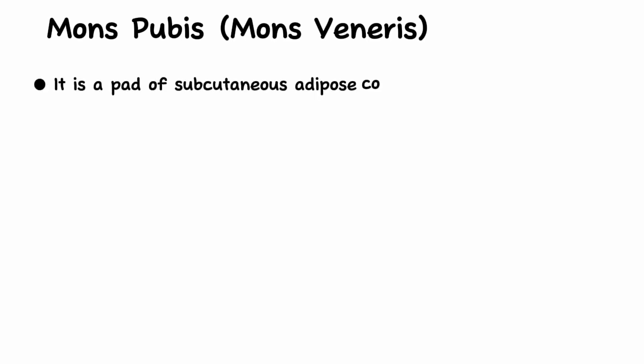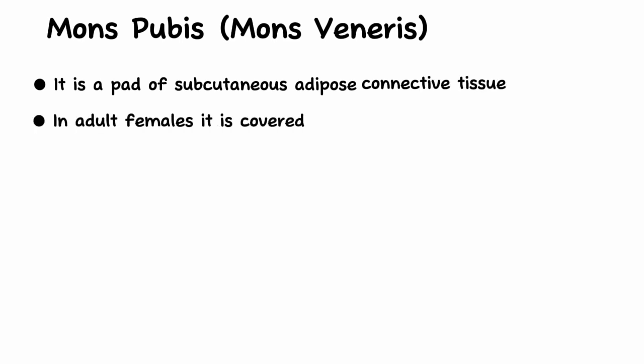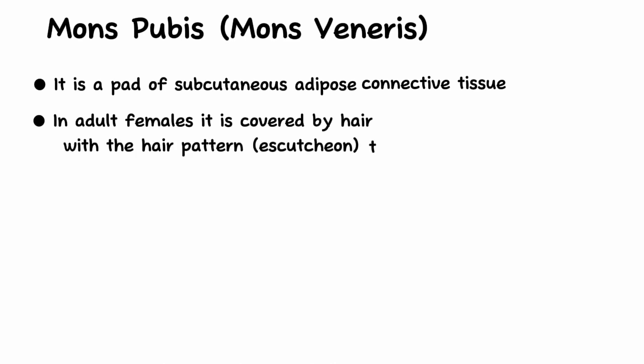Let's begin with the mons pubis, also referred to as the mons veneris. This is a pad of subcutaneous adipose connective tissue located in front of the pubic bone. In adult females, it is covered by hair, with the hair pattern or escutcheon typically forming an inverted triangle, its base directed upwards.